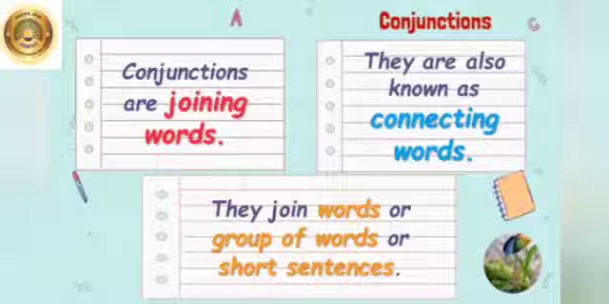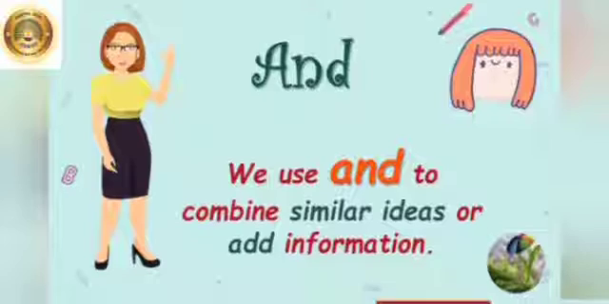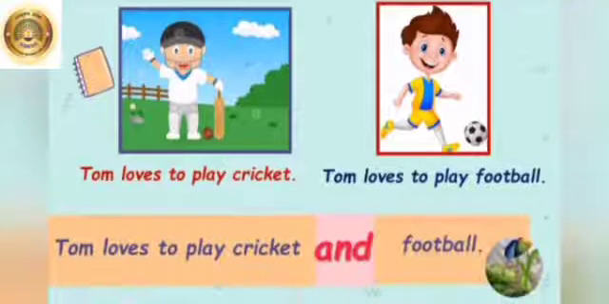The first conjunction we're going to learn is and. We use and to combine similar ideas or add information. Here are some examples. Tom loves to play cricket. Tom loves to play football. Here we are talking of Tom and his love to play the game. So, when we combine these two sentences, our answer would be: Tom loves to play cricket and football.